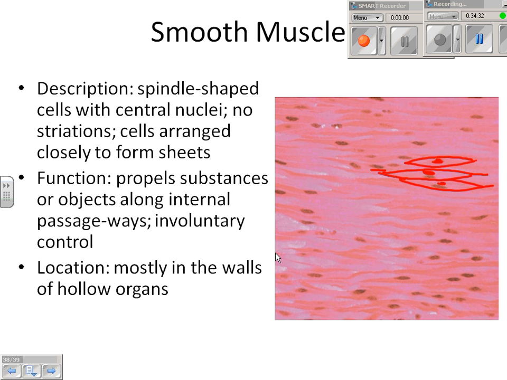They have a central nucleus. Here's the thing about this muscle. You don't have the striations. Remember, skeletal and cardiac muscle had those striations that we saw. Smooth muscle does not have this arrangement.